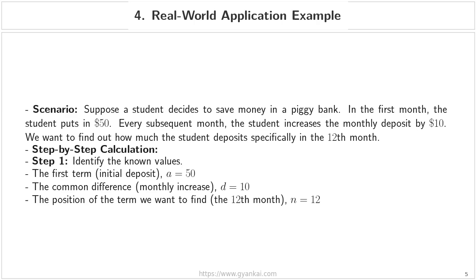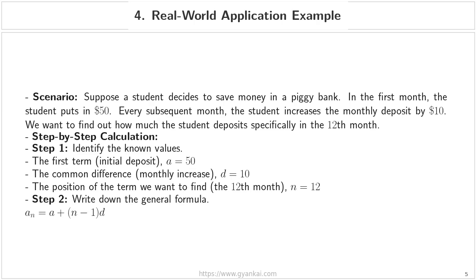To solve this, we will follow a clear step-by-step calculation. Step 1, we need to identify our known values from the story. Looking back at our definitions from the previous slides, the first term, which we call a, is our initial deposit of $50. The common difference, which we call d, is the monthly increase of $10. Finally, the position of the term we are looking for, which is n, is 12 because we are interested in the 12th month. Step 2, we write down our general formula that we learned earlier. That is, a sub n equals a plus the quantity n minus 1, all multiplied by d.